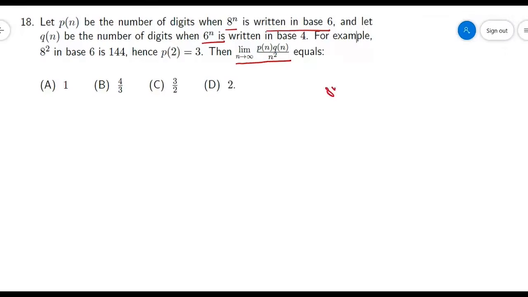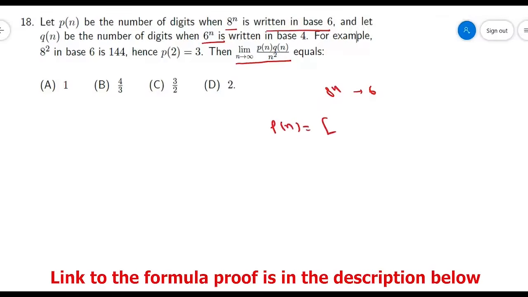So if we write 8 to the power n to the base of 6, then the number of digits P_n is given by the greatest integer function of log of 8 to the power n to the base 6, and then plus 1. So this is the formula to find the number of digits in another base. In the same way, we can find the number of digits Q_n when the base is 4.